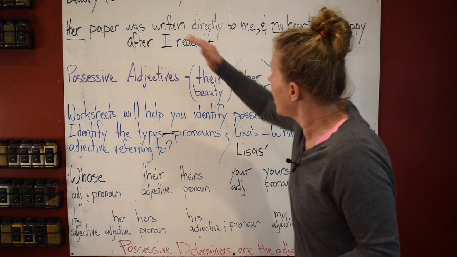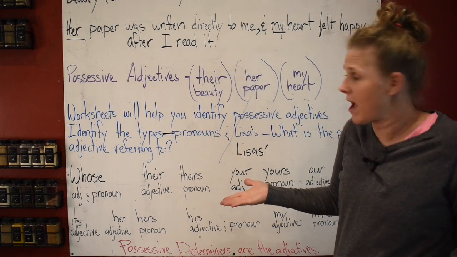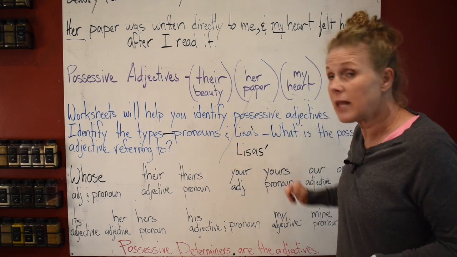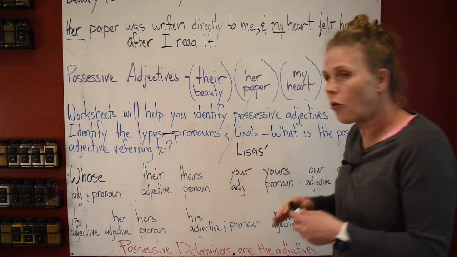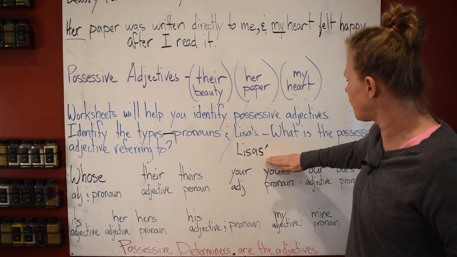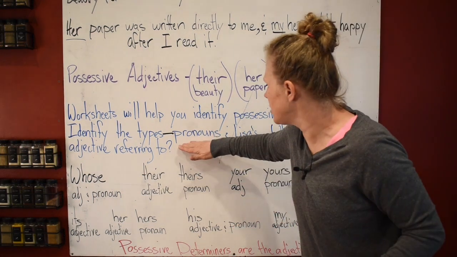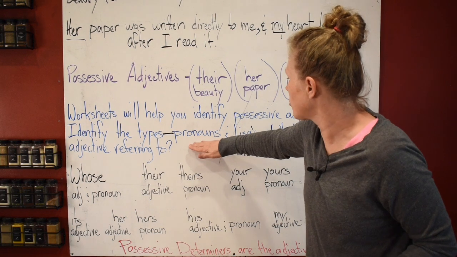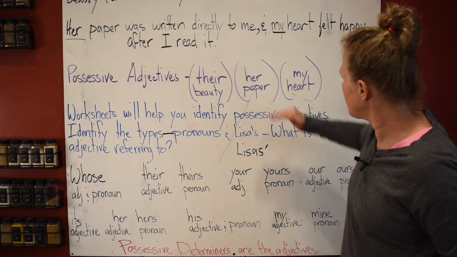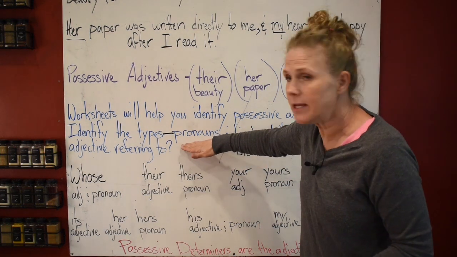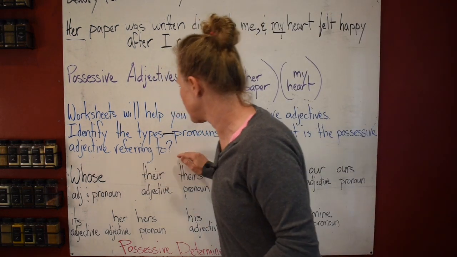So we have possessive adjectives that are pronouns. We have possessive adjectives that are possessive adjectives that are something like this. What is the possessive adjective referring to? Now we're going to ask that question. What is it referring to? It's Lisa's hat. It's Lisa's car. Now these pronouns we're going to use as their beauty, her paper, my heart. See? What's it referring to? What is the possessive adjective referring to?